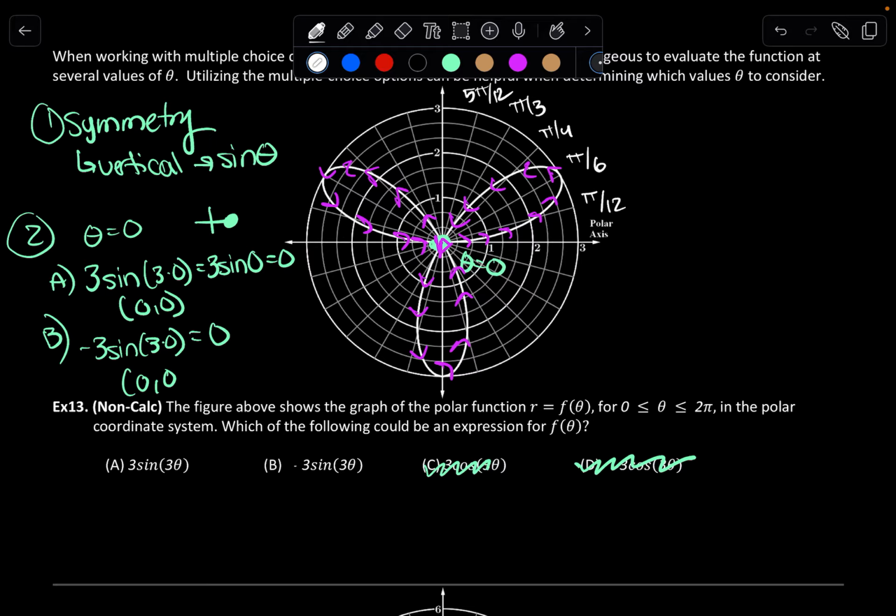So in our polar coordinates, the first spoke is no longer pi over 6 anymore. It's going to be pi over 12. They are all spread out by 15 degrees. Okay, so let's try pi over 6.